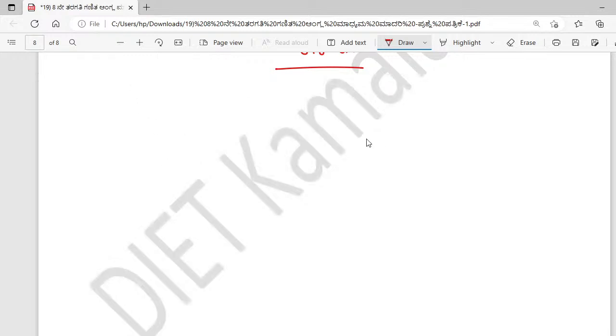We know the compound interest formula: compound interest is equal to amount minus principal. The principal is given in the question, 60,000. The amount we don't know, so let us find the amount. We know the amount formula. What is that amount formula? It is P of 1 plus R by 100, whole to the power of n. Since it is compounded annually, we use the compound annually formula. Let us substitute the values.